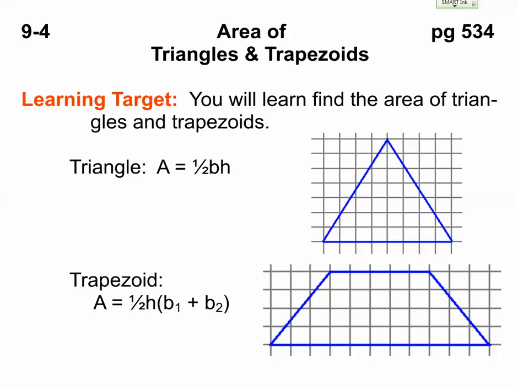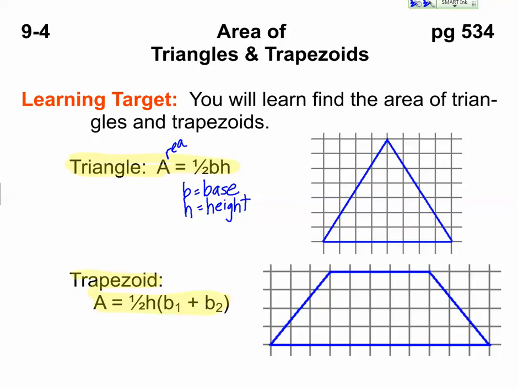First thing I'd like to draw your attention to is that we have two formulas that we're going to follow. We have the formula to find the area of a triangle and the formula to find the area of a trapezoid. I would like you to add to your notes right now what these variables represent. A obviously stands for area. The B, which you're familiar with from the parallelograms, represents the base of your shape. And H represents the height.